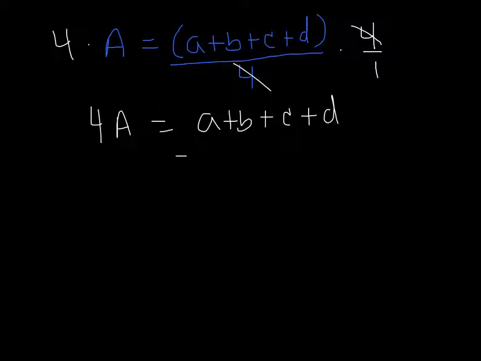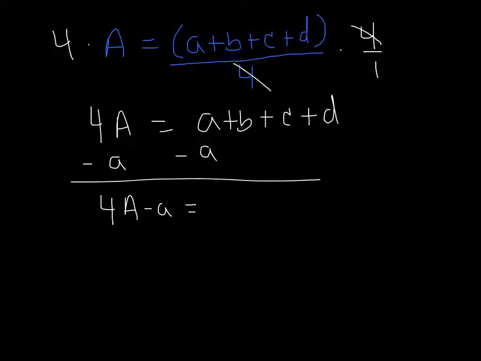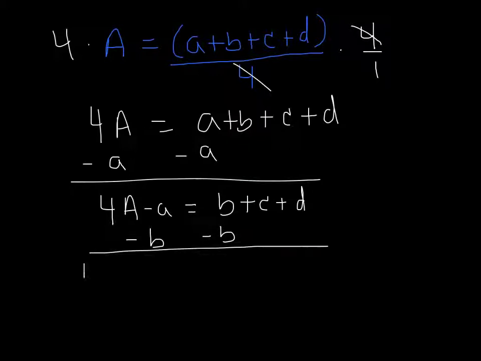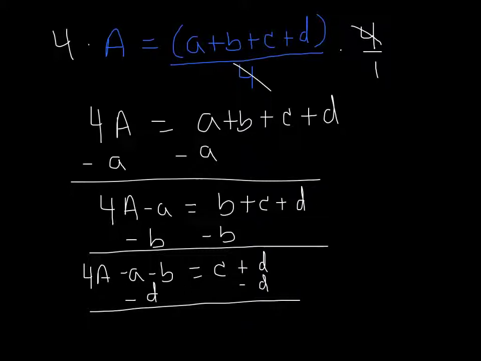So we're going to go ahead and subtract a. We get 4a minus a equals b plus c plus d. Subtract b. So now we have 4a minus b equals c plus d. And we're going to subtract d finally. And we have 4a minus b minus d equals c. And there you go. So that's how you do all those.